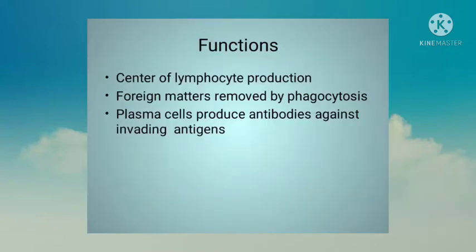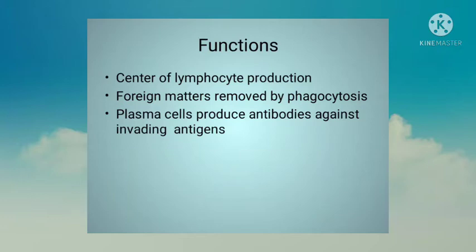Some functions of lymph nodes. They are the centers of lymphocyte production. Both B lymphocytes and T lymphocytes are produced here by multiplication of pre-existing lymphocytes. These lymphocytes pass into the lymph and thus reach the bloodstream.